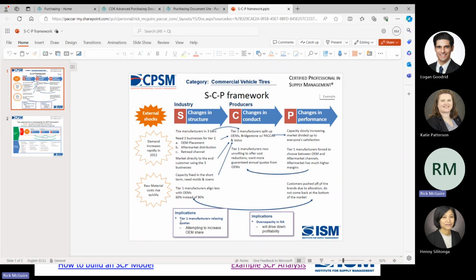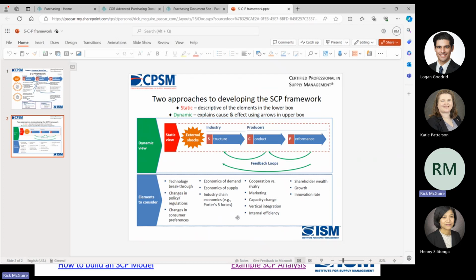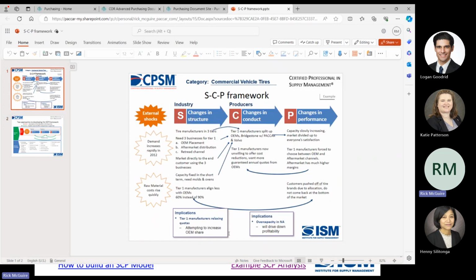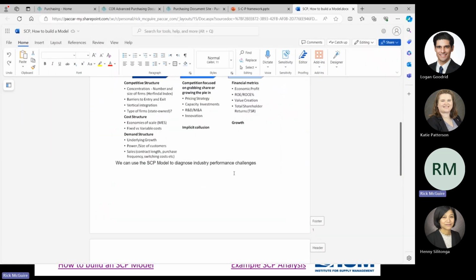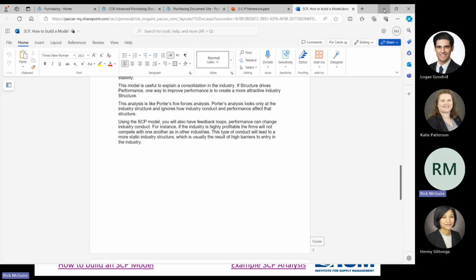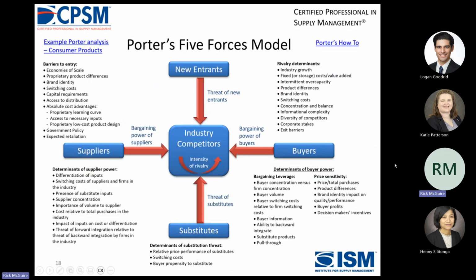And what you want is implications for the future. And you're wrong a lot on these things, but that's okay. You're looking at the future. You just kind of figure out where the industry is headed. So you've got a dynamic and a static, and the dynamic is what you want, because what the dynamic does is it gives you these implications for the future. Where is the industry headed? And then here's an article on how to build it. It gives you more detailed information on each of the parts. So that's the SCP model.